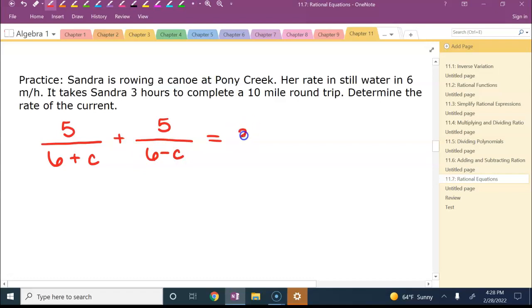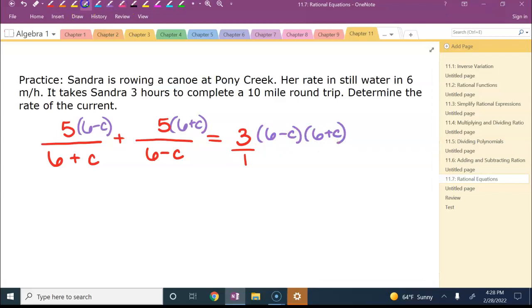Now it takes her a total of 3 hours to do this here. So 3 is not a fraction. Think of that right now as like over 1 if you need to. Your common denominator is going to be the 6 plus c and the 6 minus c. So we need to take this first fraction times 6 minus c. The second one needs to be times 6 plus c. And the 3, you're actually going to have to multiply to both pieces.